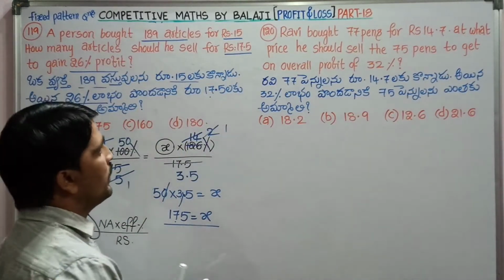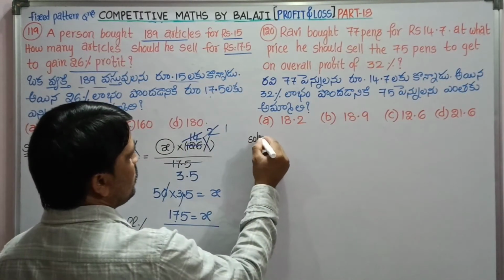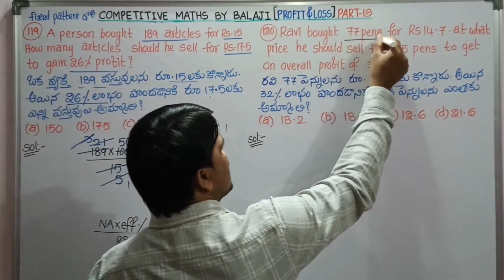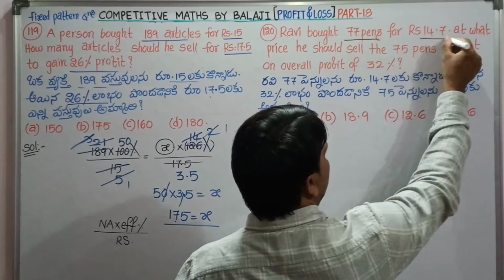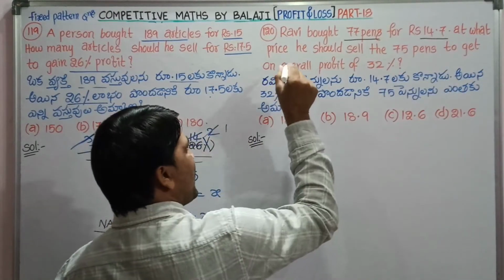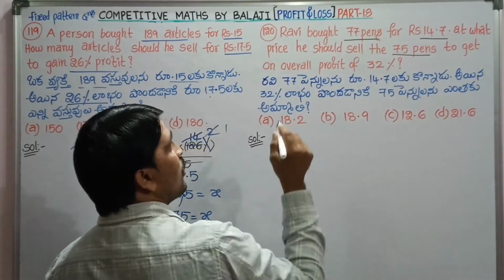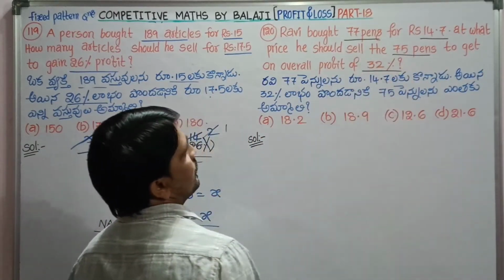Okay, next question. Let us see another question. Ravi bought 77 pens for rupees 14.7. At what price should he sell the 75 pens to get an overall profit of 32%?